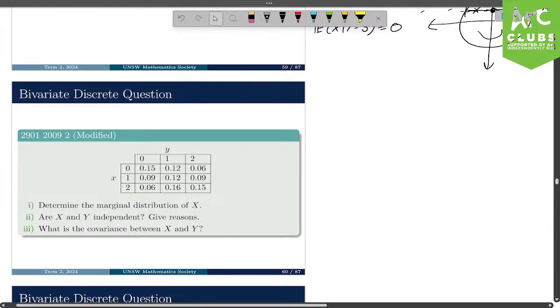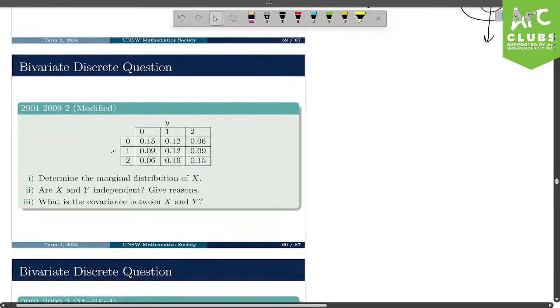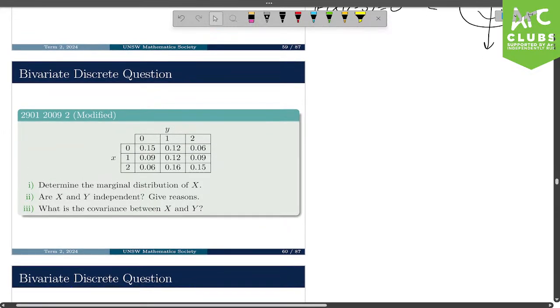Okay, so bivariate discrete questions. So here's our new motivation question. We want to do a discrete question because that's the rest of the important stuff for the first part of this seminar. Remember, we're only going up to transformations here, and so we push forwards. Okay, so first we want to determine marginal distributions.